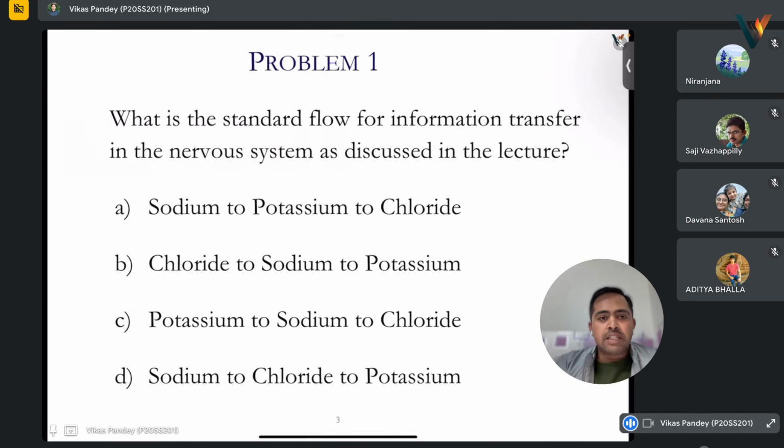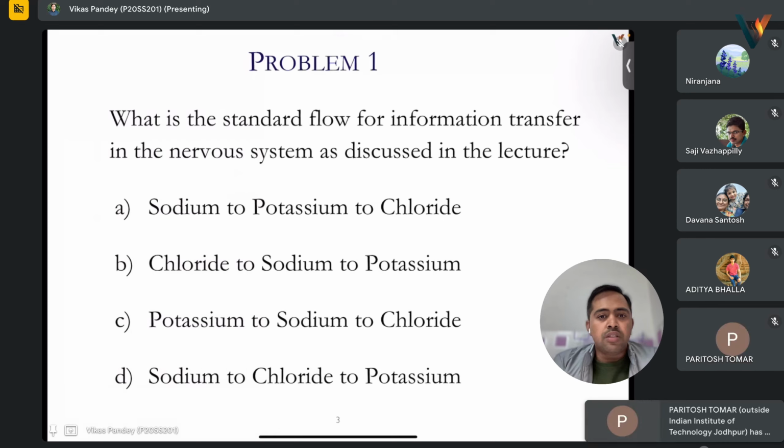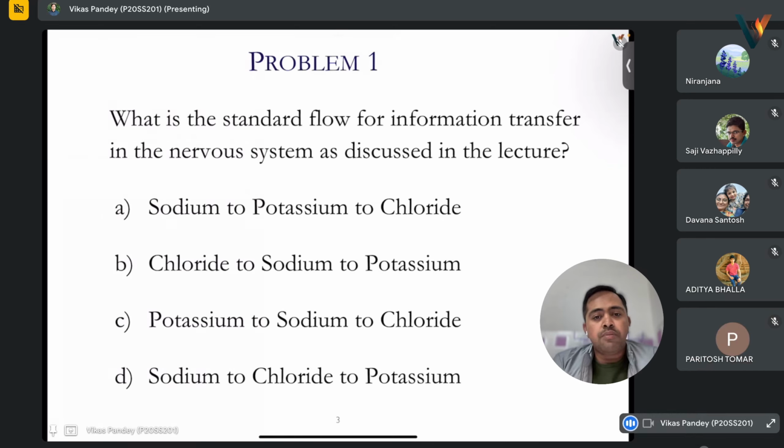Okay, so let's start with problem 1. What is the standard flow for information transfer in the nervous system as discussed in the lecture? Sodium to potassium to chloride, or chloride to sodium to potassium, or potassium to sodium to chloride, or sodium to chloride to potassium. Sodium to potassium to chloride, I think. Okay. Any other answers?